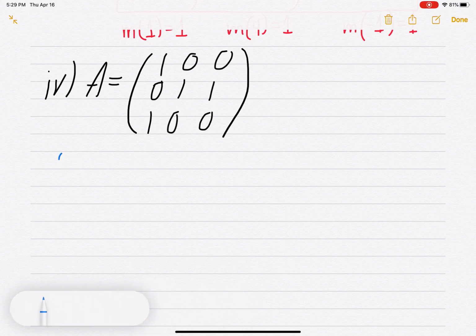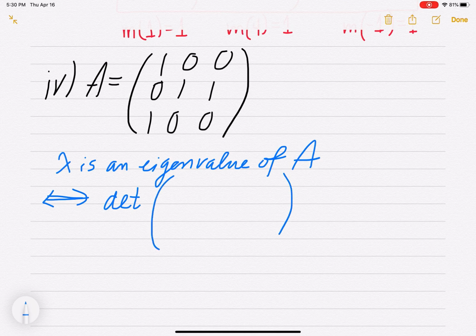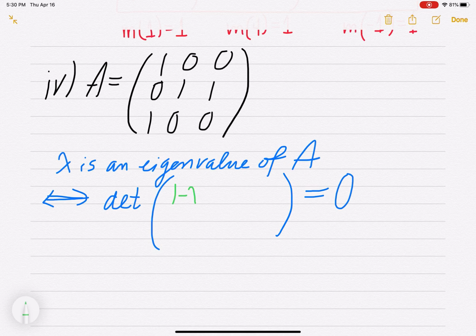All right, so lambda is an eigenvalue of A precisely when the following happens. The determinant of A minus lambda I is equal to 0. So I'm actually going to skip writing A minus lambda I. Down the main diagonal, I'm going to take 1 minus lambda, 1 minus lambda, and 0 minus lambda. So I subtracted lambda from the main diagonal entries. That's what you essentially do, and everything else stays the same.